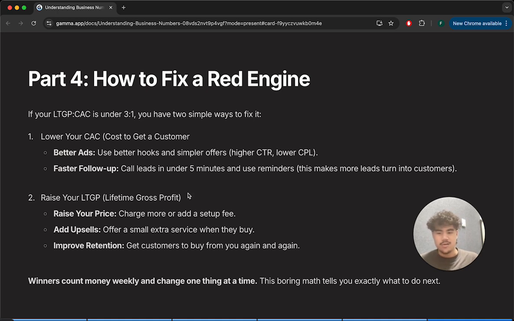And we want to raise your lifetime gross profit, right? So raise your price, charge more, add a setup fee, add a new patient fee, whatever. Add upsells, so offer a small extra service or product when they buy. And we want to improve retention as well. So we need to train ourselves and our team members to retain customers and get them to repeat bookings, right? And yeah, winners count money weekly and change one thing at a time.